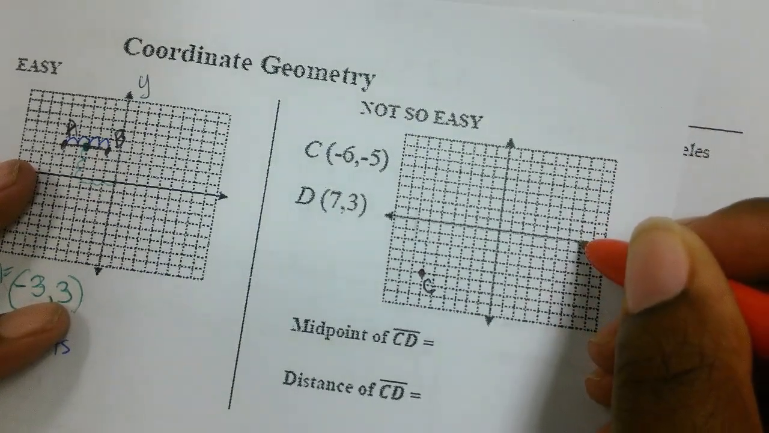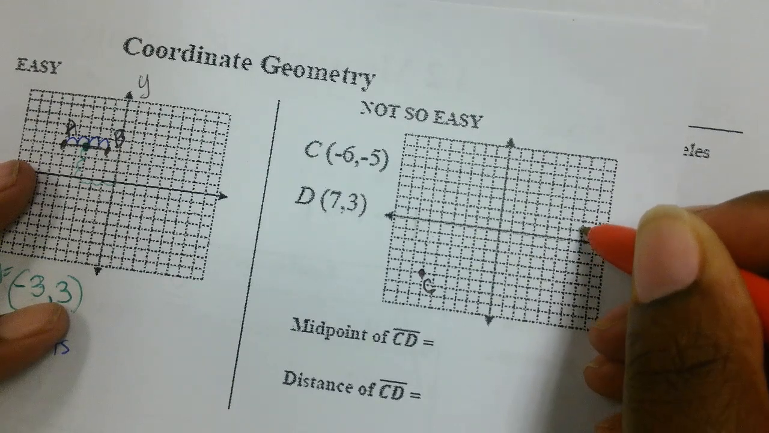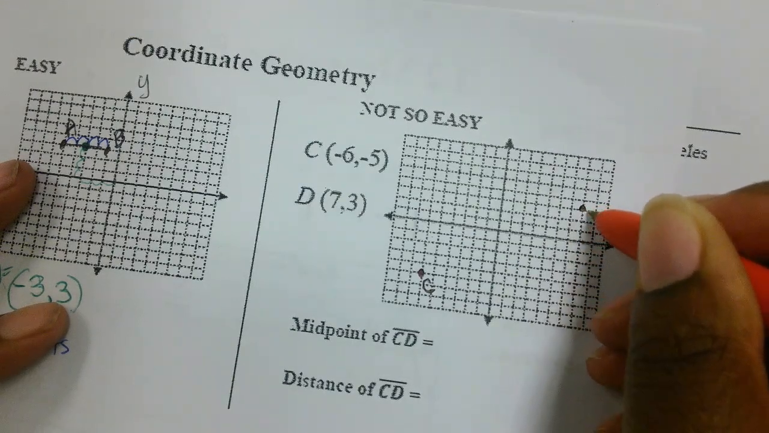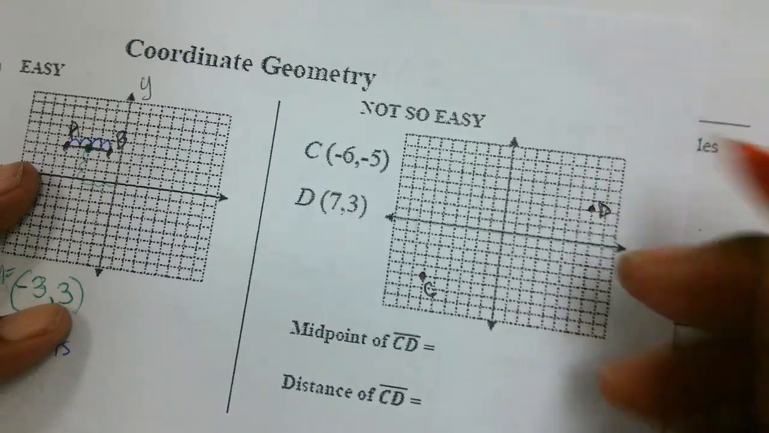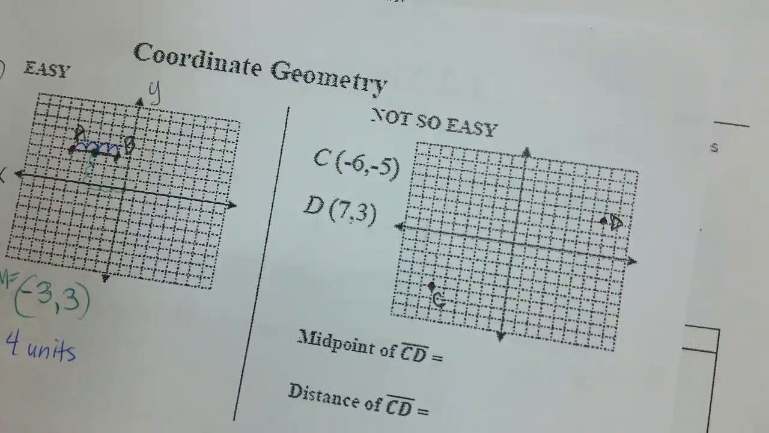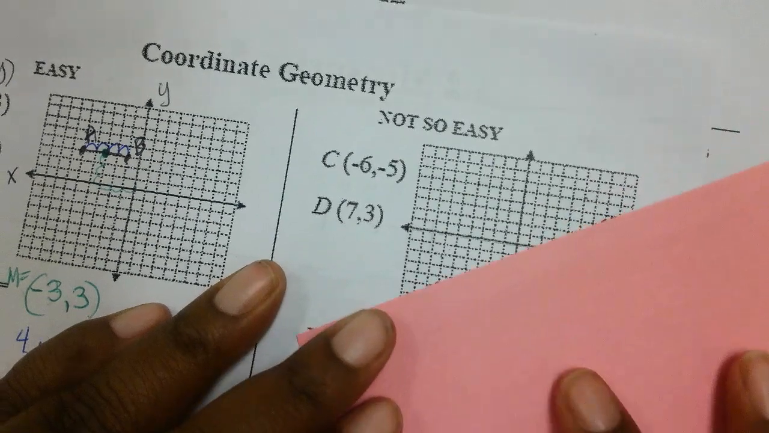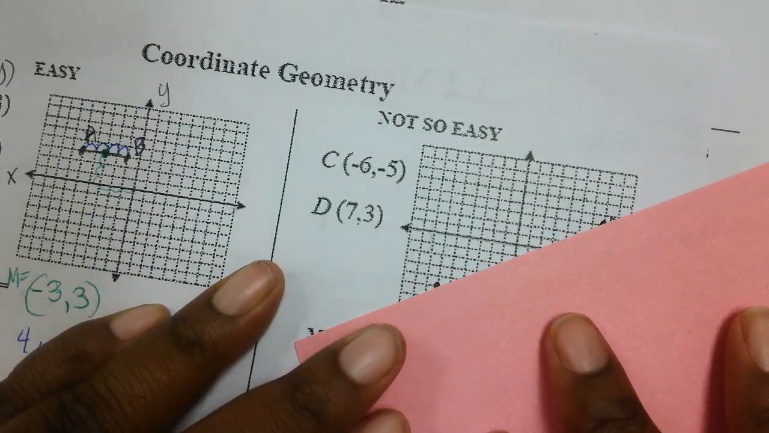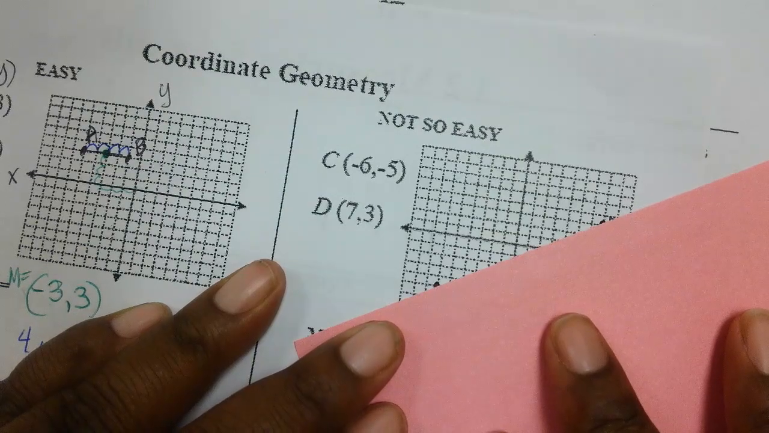So here's 7. And then we had to go up 3. 1, 2, 3. And that's point D. So now I'm going to draw a line. It's best when you make a line to use some type of straight edge so your line is as even as possible.